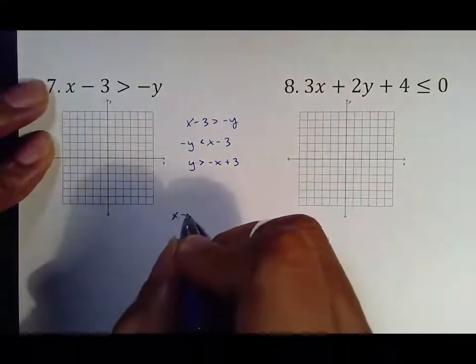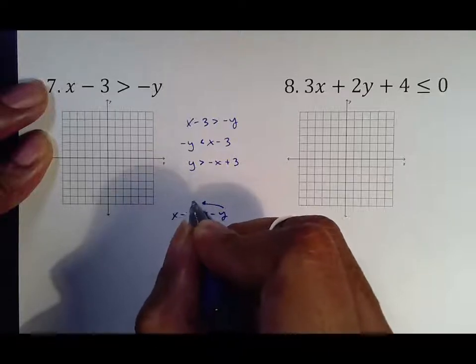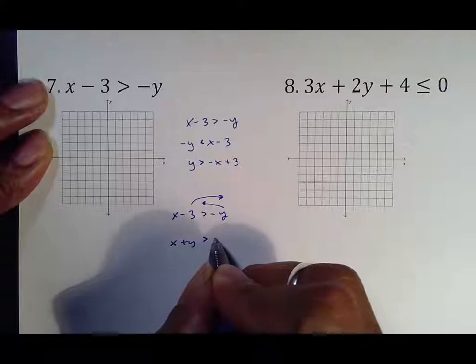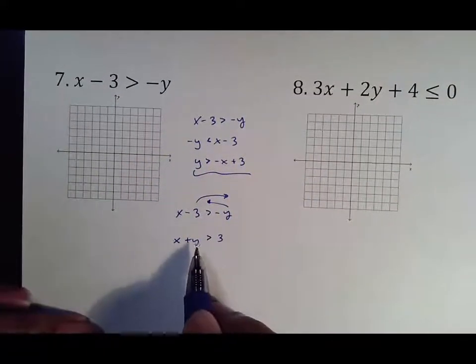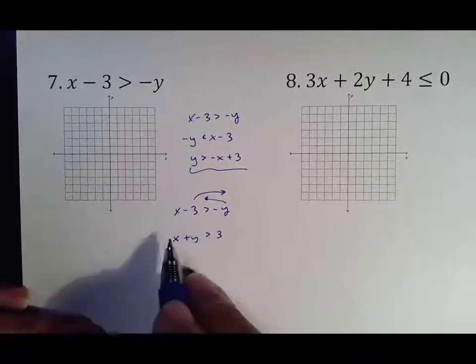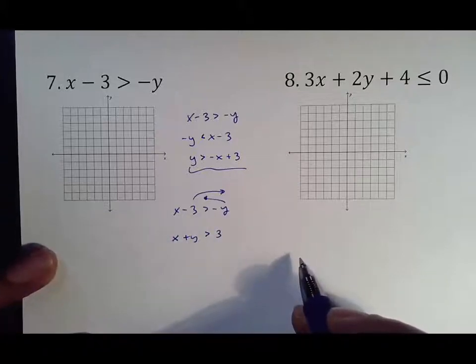The other way to do it is to move your y over here while you move your 3 over there, which means you end up with x plus y greater than 3. Notice the sign doesn't change in that way, but also notice that if you did this, you would have y equals negative x plus 3 over there. Again, your x would be negative, your 3 would still be positive, your y would be alone. So either one of those two works.